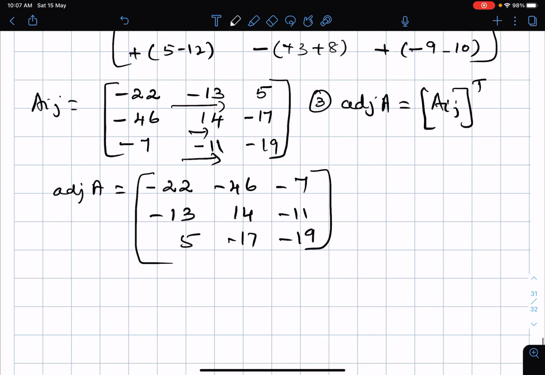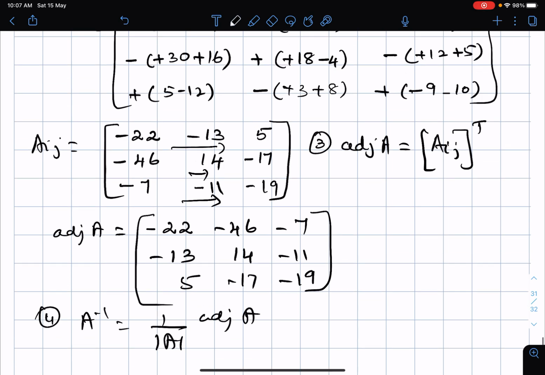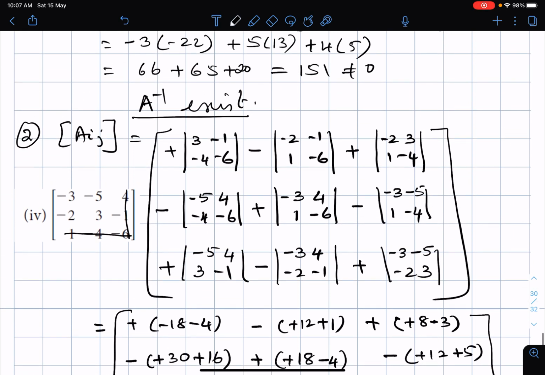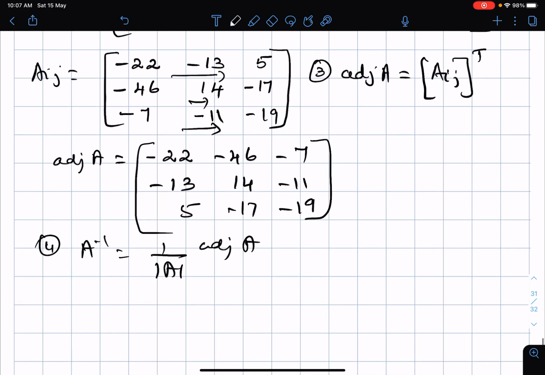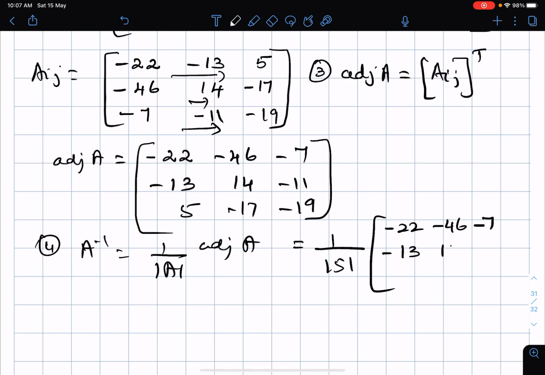Now coming to our fourth step, A inverse, final step, 1 by determinant A into adjoint A. What is our determinant A value? We have found out 151. Okay, so 1 by 151 into adjoint A is minus 22, minus 46, minus 7, minus 13, 14, minus 11, 5, minus 17 and minus 19 is going to be your final answer. This is our A inverse.